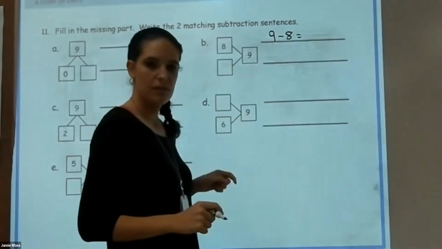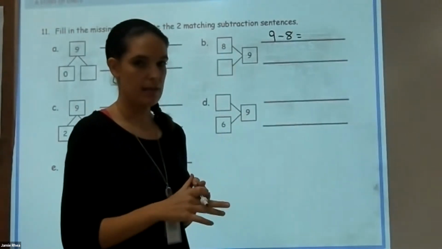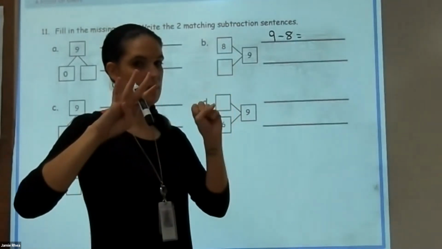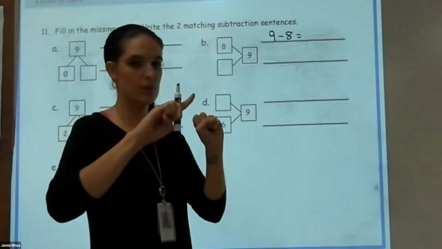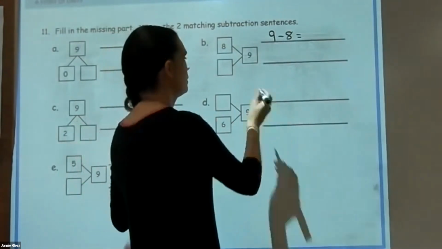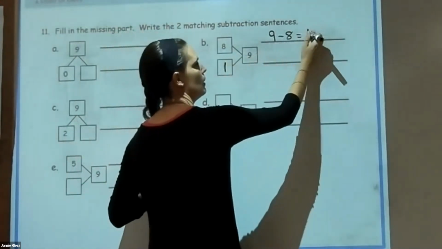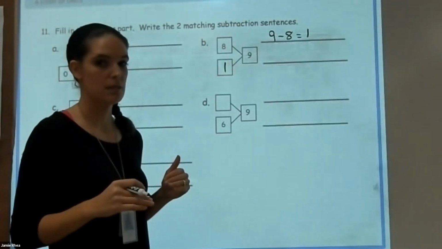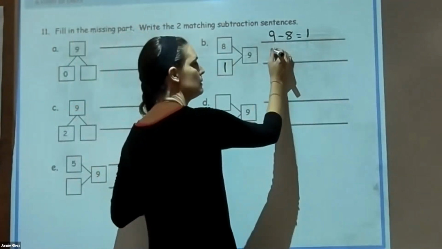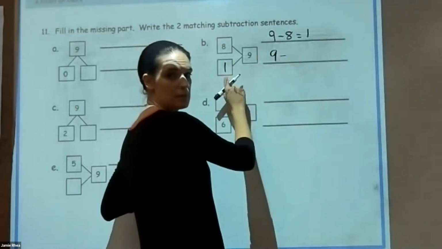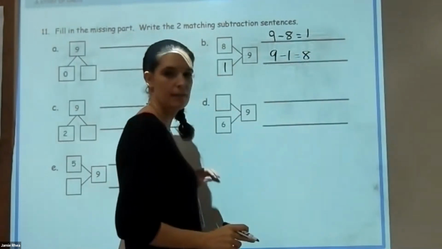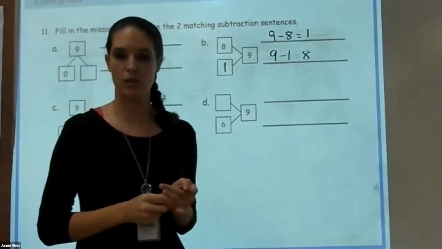Now, if I have 9 and I take 8 away, how many am I left with? Just 1. How would I write a subtraction sentence that matches? Start with 9. But this time I'm going to subtract 1. Okay, that equals 8. You're going to do 11A.